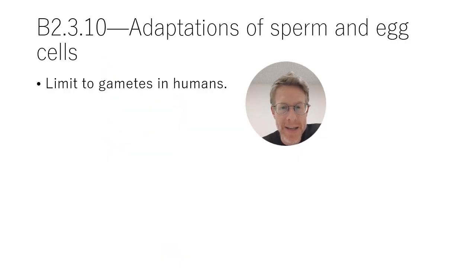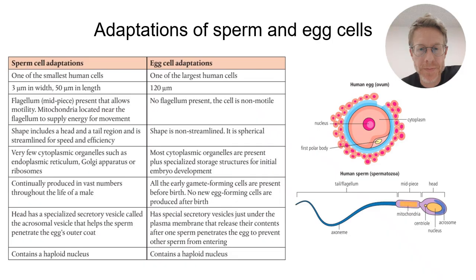Okay, we're nearing the last two slides. Adaptations of sperm and egg. These are gametes, is what they're called. They're haploid cells. They have half the genetic information, and when they fuse, they make a zygote, which is the first cell that forms a multicellular organism. They're highly specialized.